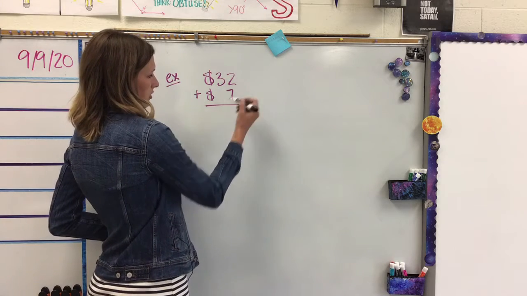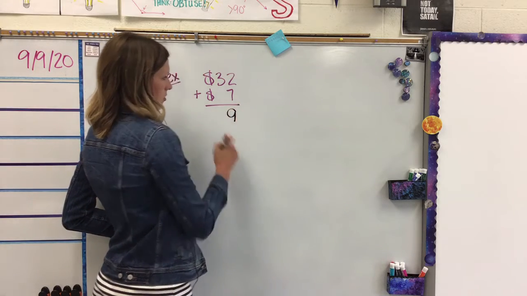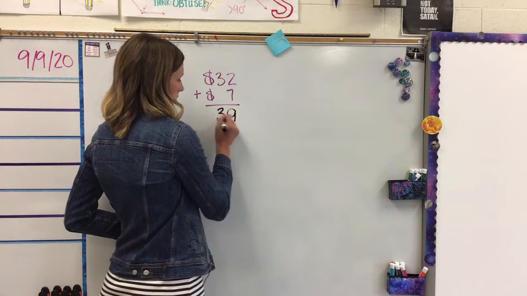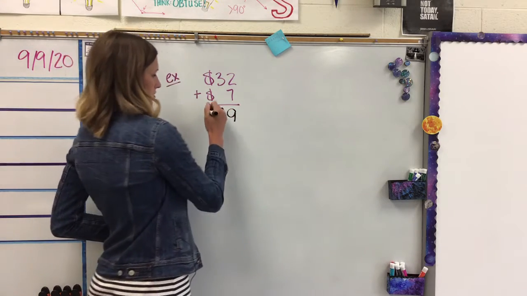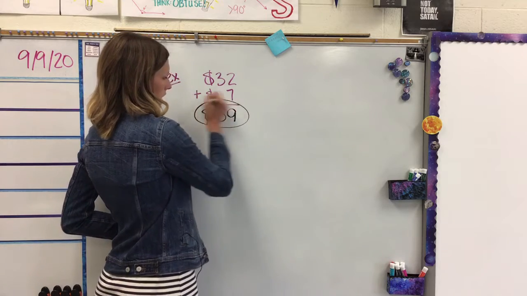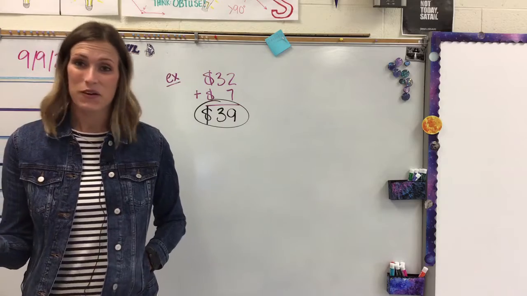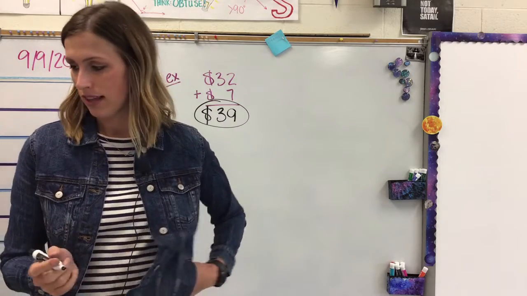So 2 plus 7 is 9. 3 plus 0 is still 3. Now don't forget we need our dollar sign. So our answer would be $39. All right? Excellent. That's our only example for today. So we'll go on to our lesson practice.